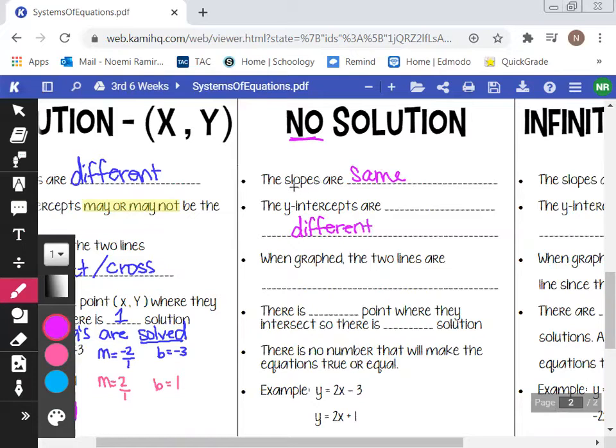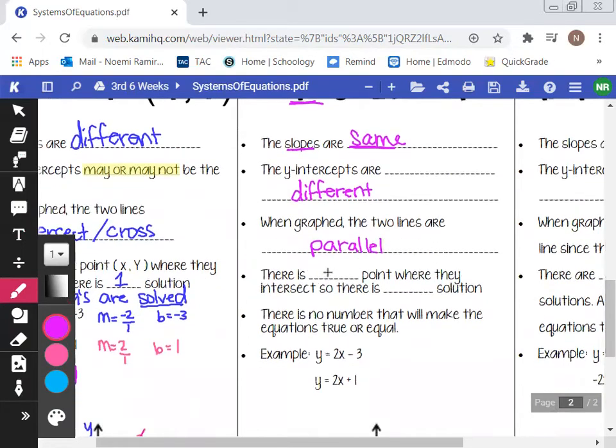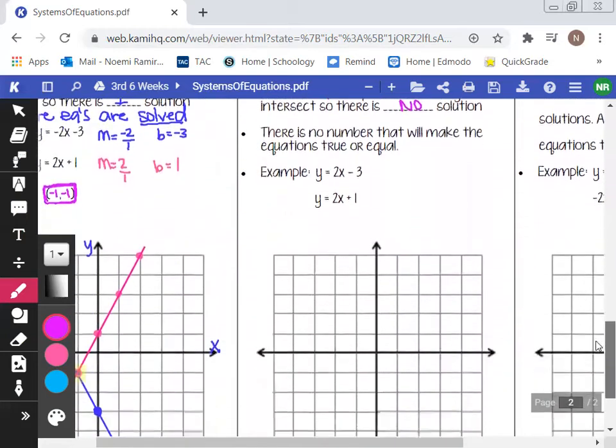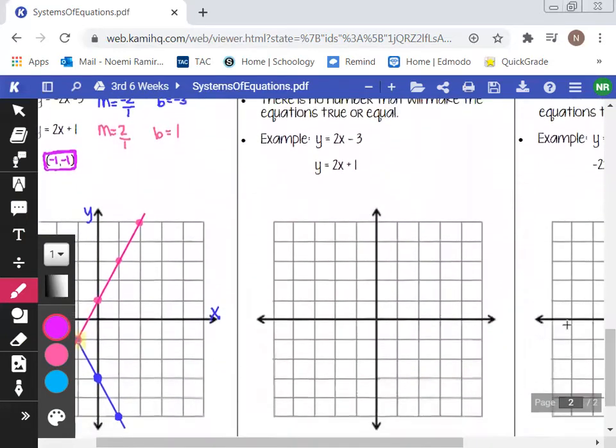When you have the same slope, what does that mean? That the two lines are parallel. And since parallel lines don't cross, there is no point where they intersect or cross. That means there is no solution. So let's graph these two lines and see how that would look.